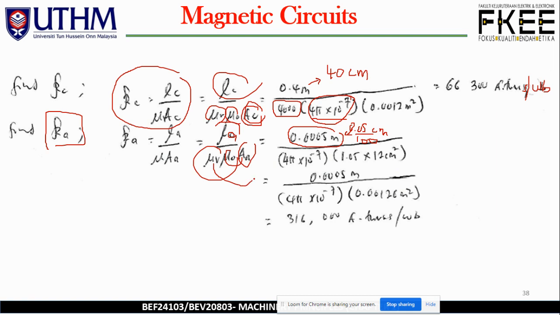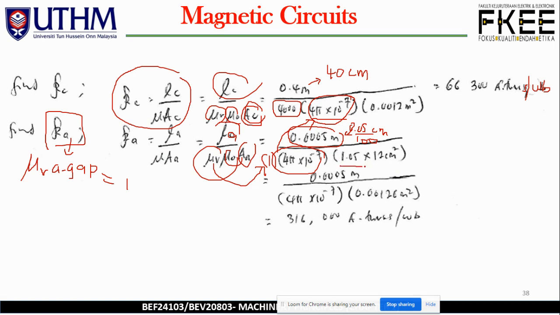So what is mu R? Mu R is simply 1 here, due to the air gap. So the relative permeability for air gap is 1. Okay, this is mu naught, again same value like this one, 4 pi times 10 to the power minus 7.